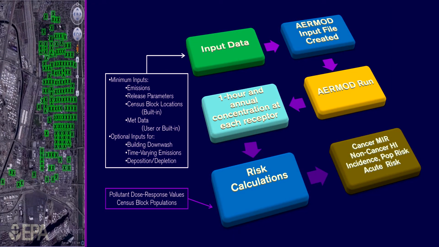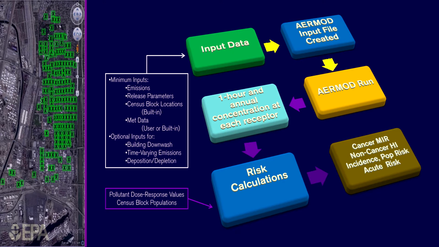This figure shows the flow of the HIM model. Starting with input data, HIM needs, at a minimum, data on emission sources. This includes the amount of annual emissions, the accurate location of the sources, and release parameters such as emission release height, exit velocity, and temperature. There are other optional inputs needed depending on whether you want to account for building downwash, variable emission rates, and deposition and depletion. After receiving inputs, HIM creates an AirMod input or run stream file and then runs AirMod.